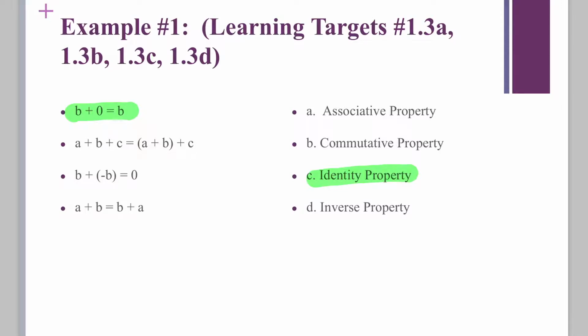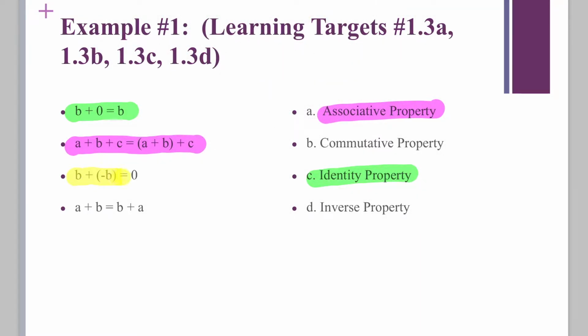Okay, now let's look at the next one. So we have a plus b plus c is equal to a plus b plus c, but we have now parentheses that have been included. Well, we know that when we have seen groupings, that groupings are now associating two of the terms together. And so when we look at how these are being associated, the value has not changed, and that is because of the associative property.